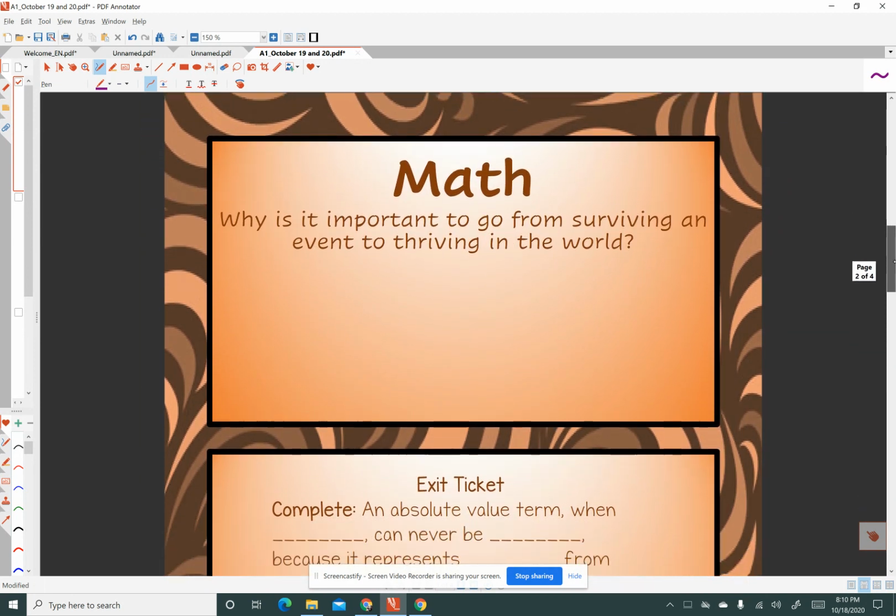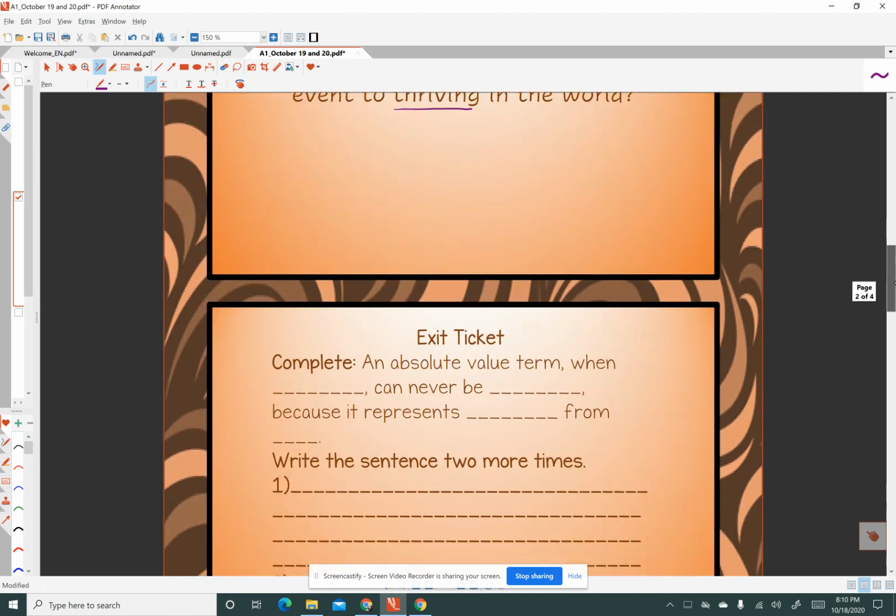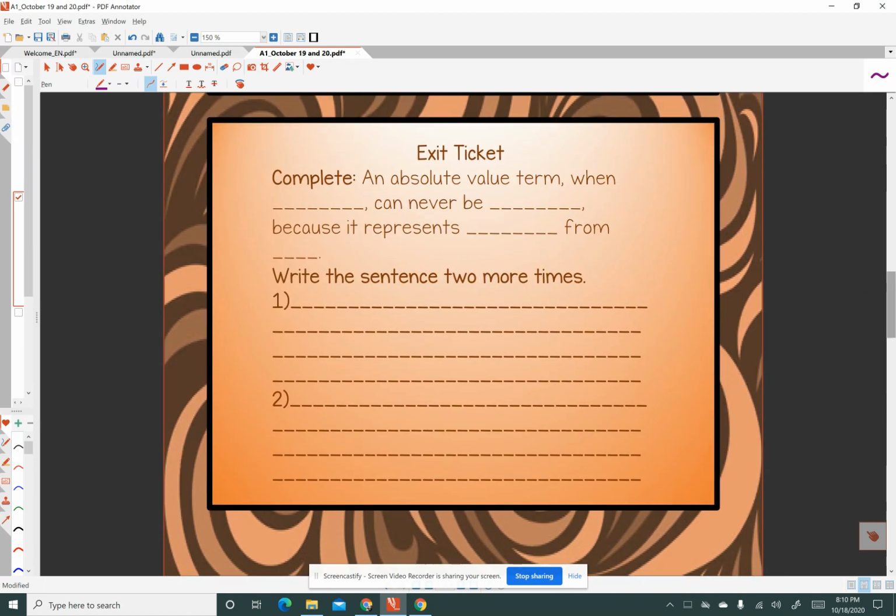So our do now question: why is it important to go from surviving an event to thriving in the real world? What's the difference between surviving and thriving? Which is the one that is more preferable? And we'll talk about that in class. And I'd like you to spend a minute or two responding to that prompt. Our exit today, we will complete this sentence: an absolute value term when blank can never be blank because it represents blank from blank. So we're going to complete that sentence when we finish our lesson.